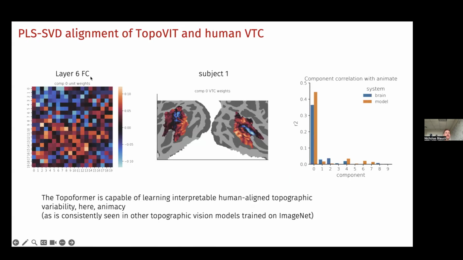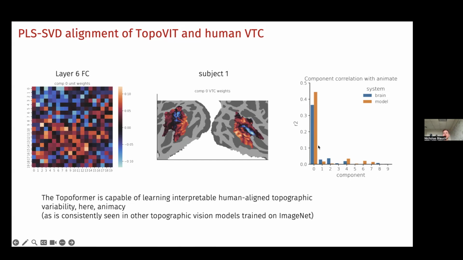So we looked at layer 6 and one subject here, and we found that this early component, derived with PLS-SVD again, really maps nicely onto animacy. We quantified the animacy label of every image, and we found that the activation of this component was highly correlated with whether an image contained animate content, and other components were not correlated with that. So we really got most of the animacy variance in that first component, which I think is pretty cool.